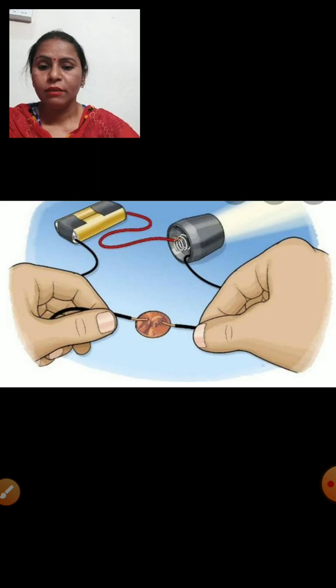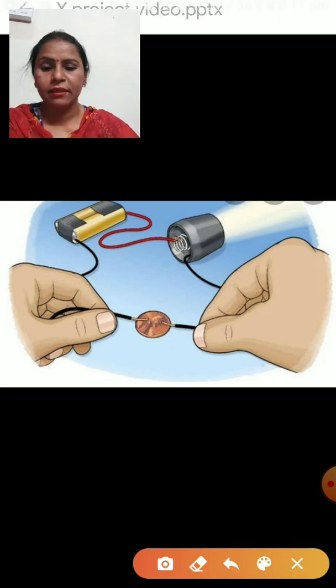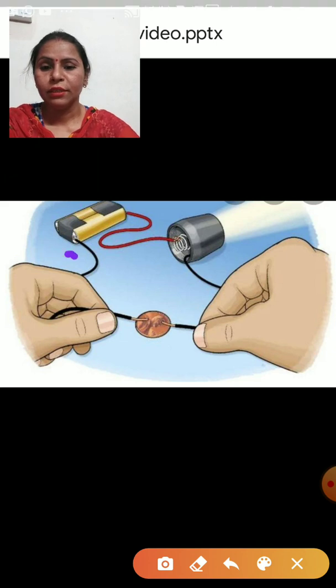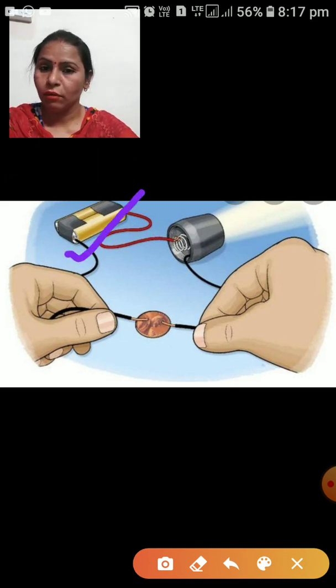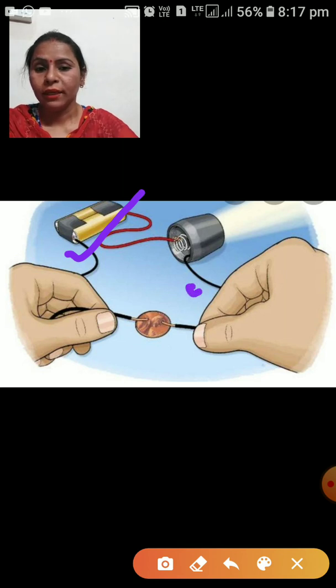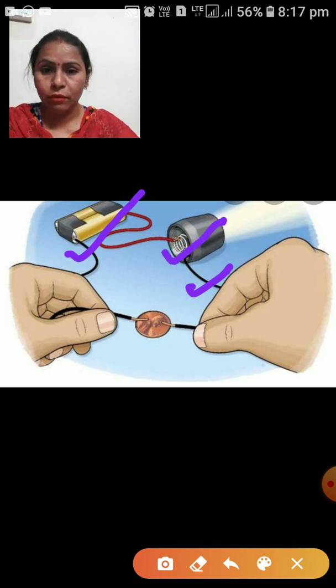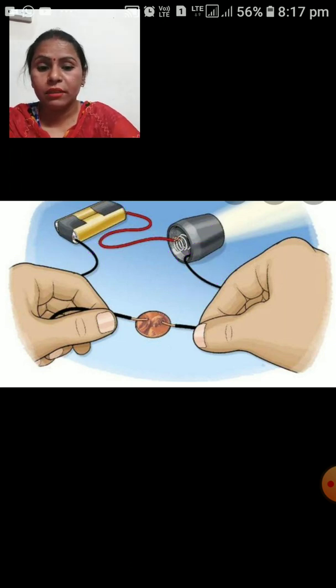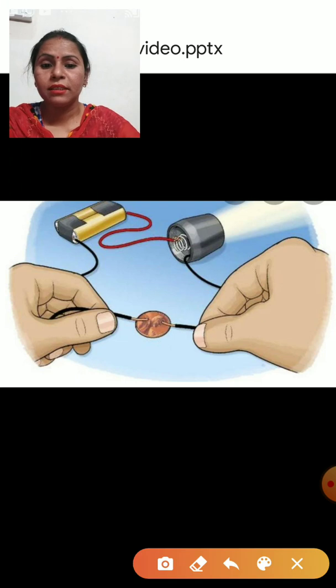Here you can see we have a simple electric circuit. Here you can use your cell or battery, and you require a wire. And the third thing which you require here is a bulb. If you are not getting a small bulb easily, then you can use a torch bulb also. Now what you have to see here is this thing.